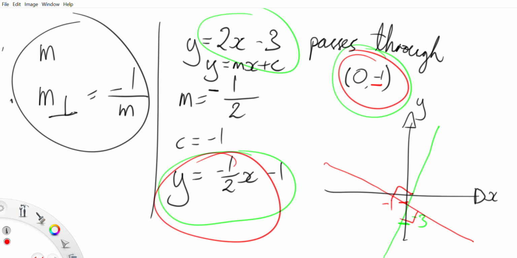The important parts are writing your question out, writing your standard formula. Yes, I know I forgot how to do it the first time. Then writing what your gradient is, your m, your y-intercept, your c, and then stating what the formula would be. You don't need to graph it unless they ask you to. I'm just giving you a visual representation of what it means.